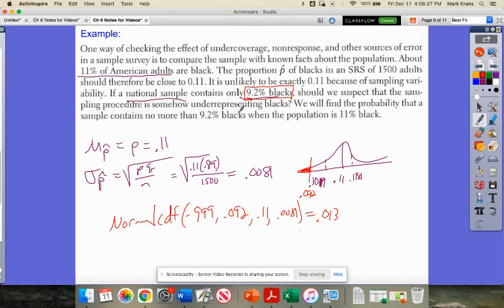So that's one of the major reasons why our polling data ends up being off: it's really, really hard to get a good sample. But that's normal approximations of sampling distributions of p hats.